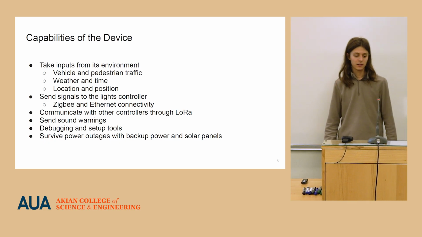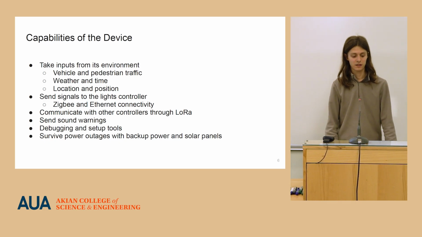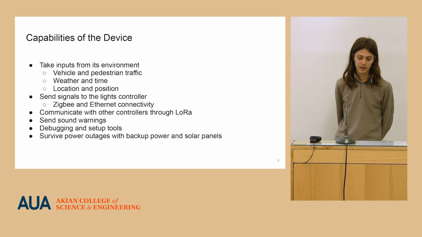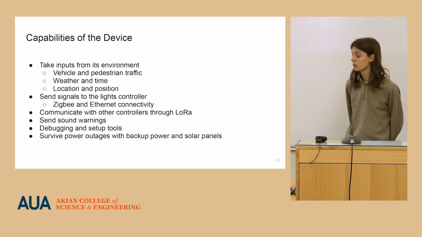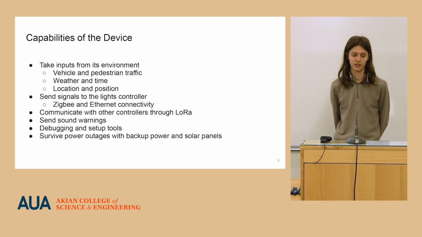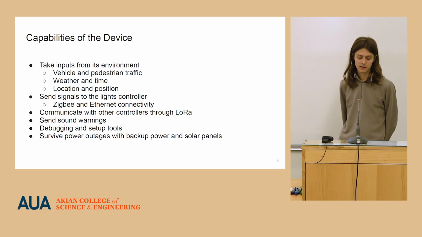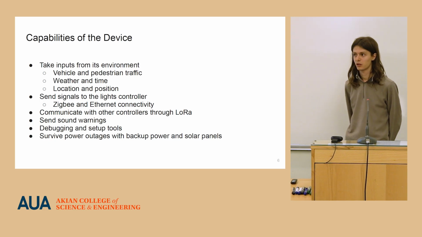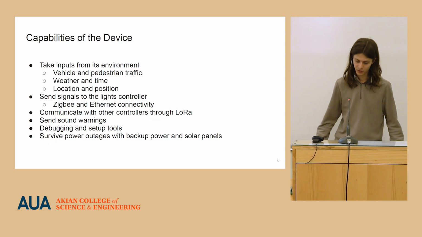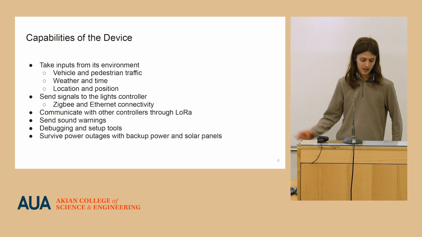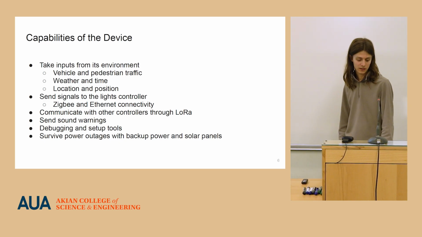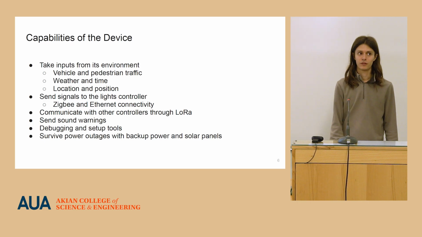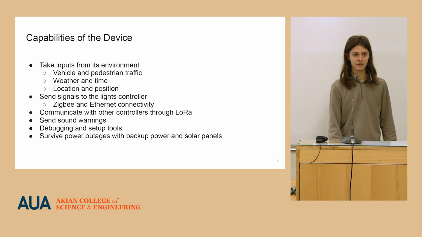So, in more detail, it takes input from its environment, mainly pedestrian and vehicle traffic, weather and time of day, and it also can monitor its own location and position in case of a fault. It has Zigbee and Ethernet connectivity and also LoRa, so that it can wirelessly communicate and communicate through a cable. It can send sound warnings, and it has debugging and setup tools. It also has backup power, so it can survive power outages for up to 15 hours.